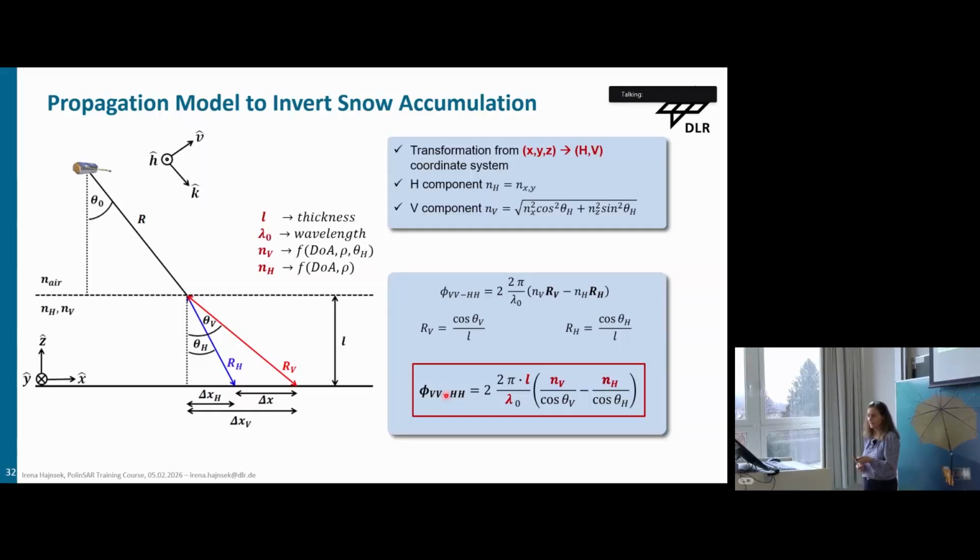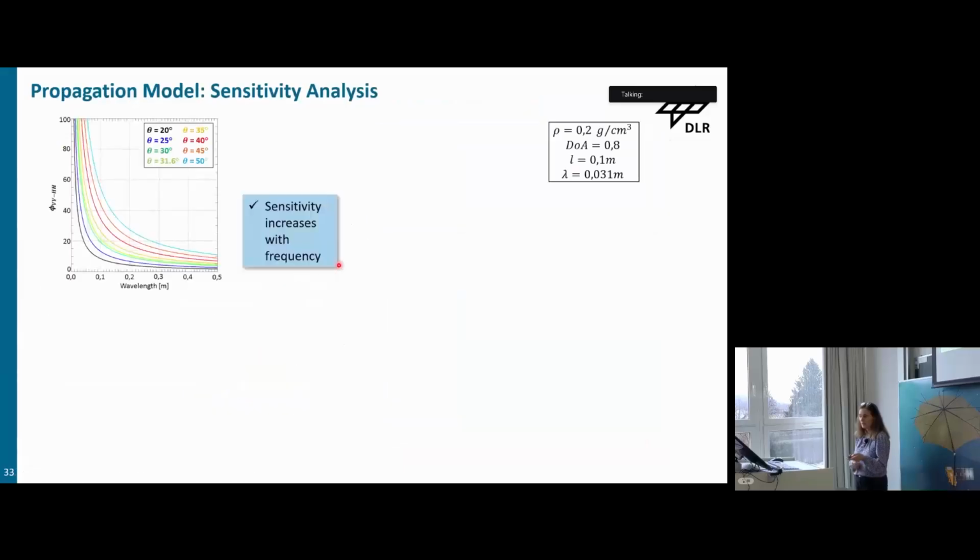And here you see it again. L is the thickness, and there is the wavelength. Nu is in principle the refraction, different for H polarization and for V polarization, as a function of the degree of anisotropy, the density, and the incidence angle. Okay, if you have these, the question is now, what does your sensitivity look like when using the HHVV phase?